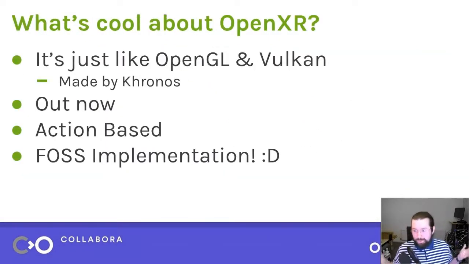So what is cool about OpenXR? It's just like OpenGL and Vulkan. It's made by Khronos. It is out now. You can actually use it. It's action-based, and that's a different interpretation of how to do inputs, and I will go a little bit into that. And there are FOSS implementations, which I will talk about a little bit later. But the key important bit here is that anybody can implement it. And just like OpenGL and Vulkan, it allows applications to be portable.